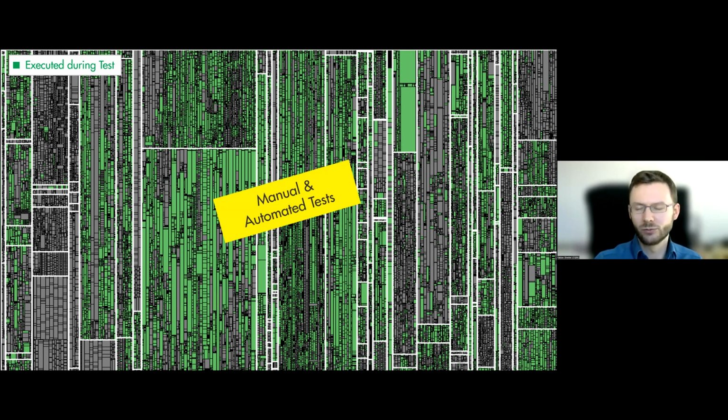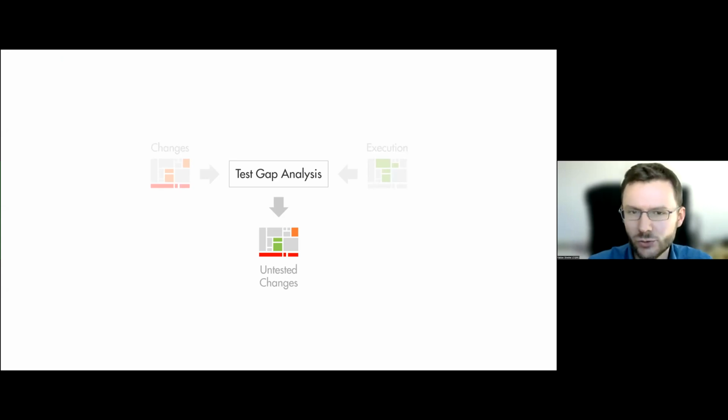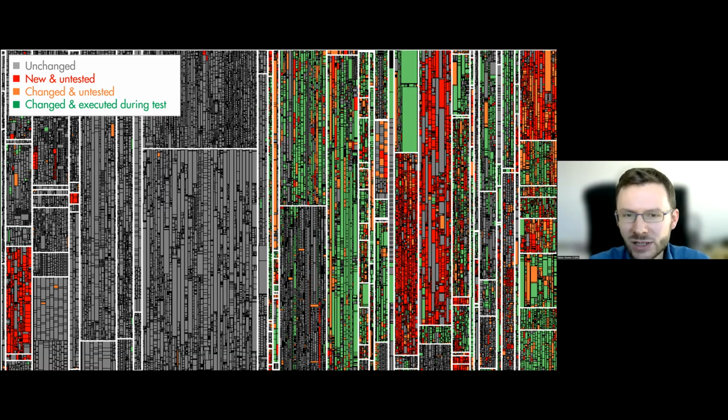We do this for manual and automated tests, and then we can combine these two pictures to get the test gaps. Here, gray still means this is unchanged. So this is all the code where the developers didn't make any changes since the last release. This is where the rate of production defects is rather low, and we can expect not many bugs in there. So the interesting code is everything that has a color, because this is all the code that the developers touched for this release. And only if the latest version of a method was executed during a test, then it becomes green.